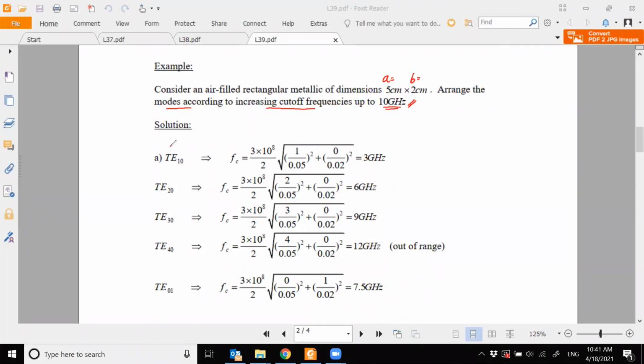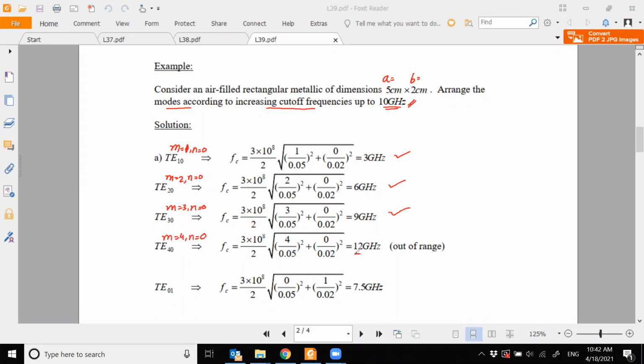So first, we make m is equal to 0. m is equal to 1 and n is equal to 0. And we know the expression: fc is equal to u' over 2 root of (m over a) square plus (n over b) square. Substitute, 3 gigahertz. Then make n fixed and increase m to 2. Then 6 gigahertz. It is below 10 gigahertz. Then m is equal to 3 and n is equal to 0.